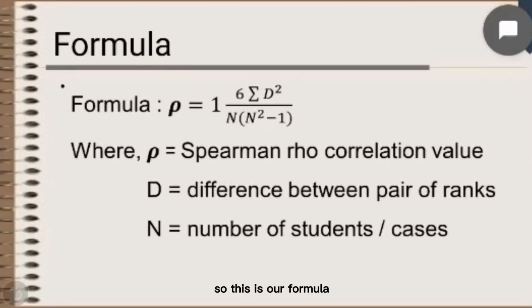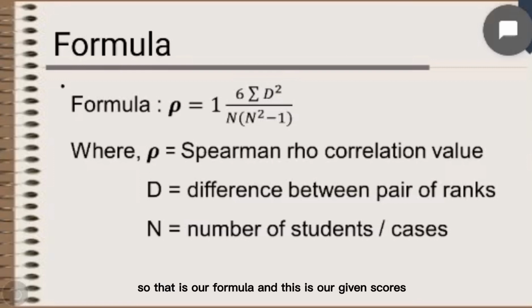So this is our formula. Our ρ, also known as r sub s, is equal to 1 minus 6 times Σd², where 6 is already given, D squared is the squared difference between the pairs, and N is the number of students or cases, all divided by N times N squared minus 1. So that is our formula.